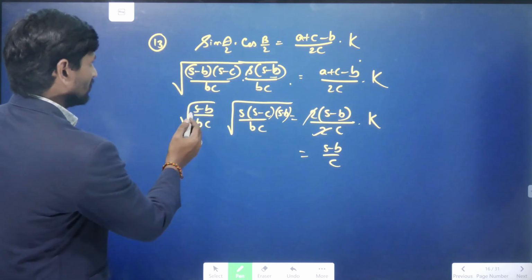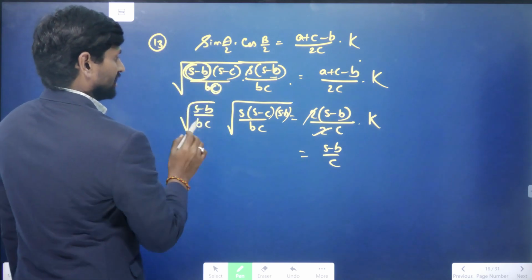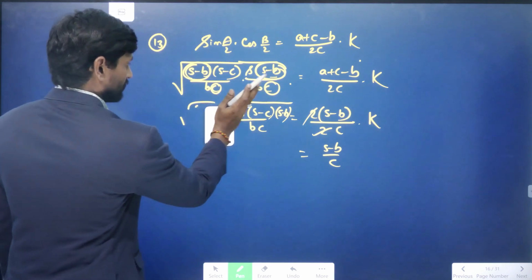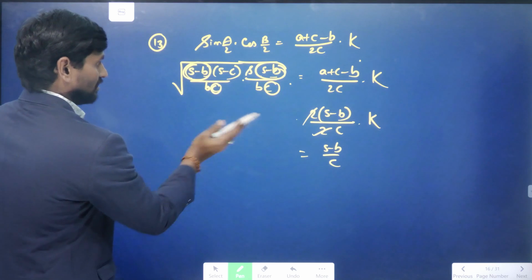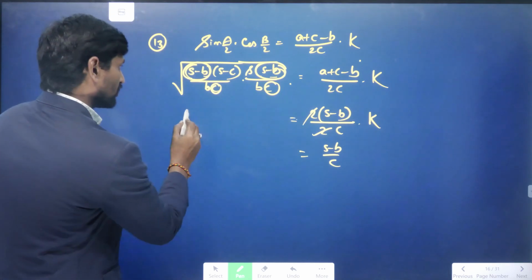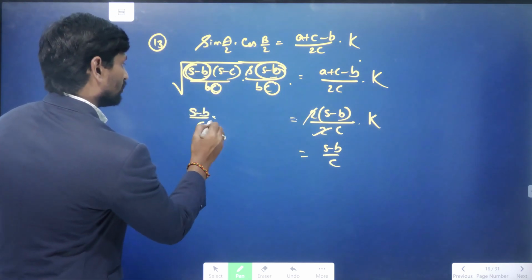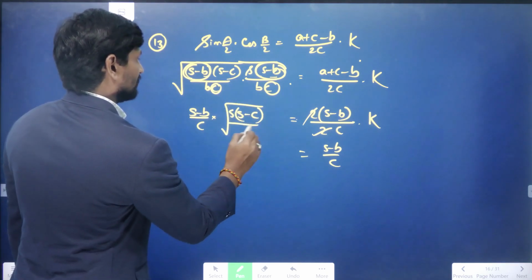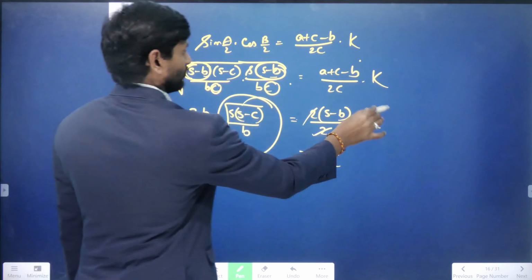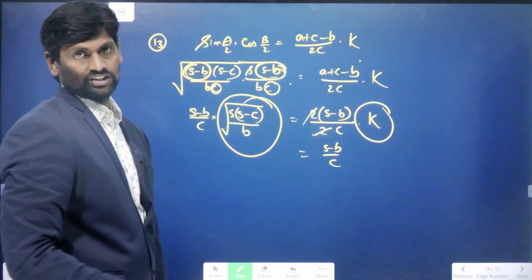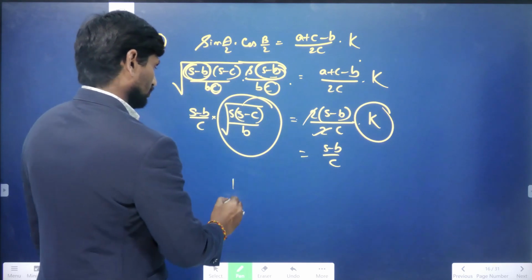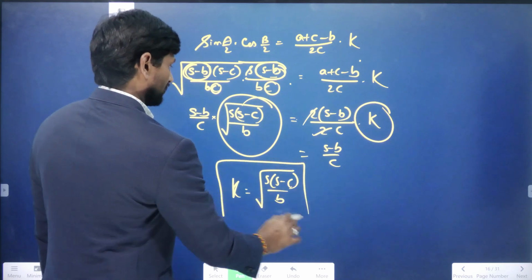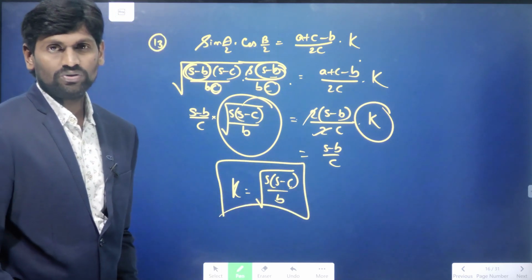Okay, now here also (s minus b)/c and (s minus b)/c are the same terms, 2 times will be there, no? So the 2 times if you bring outside, 1 time will be coming without the root. So (s minus b)/c, and what is remaining here? s into (s minus c)/b. So that is nothing but the k value, because while comparing LHS and RHS, the k value is equal to root over s into (s minus c)/b. That is our required answer. Okay, so let us go to the next problem.